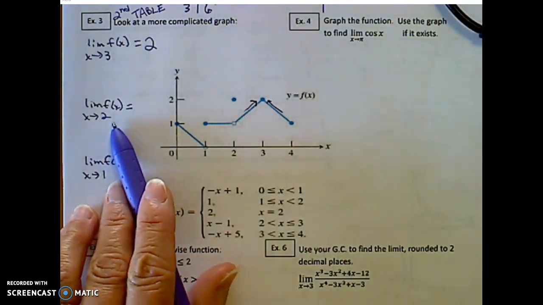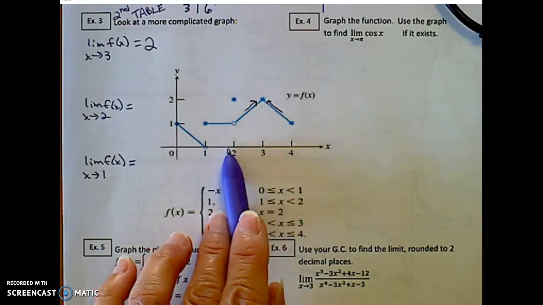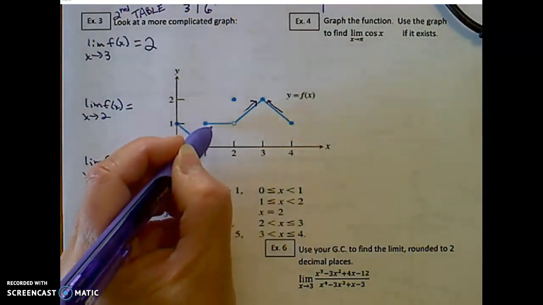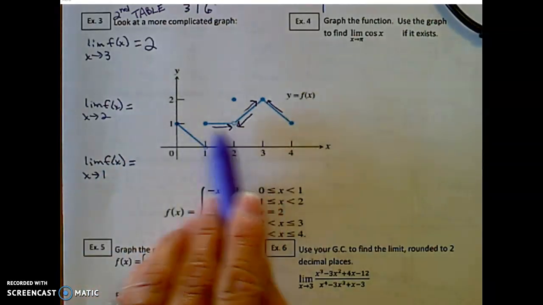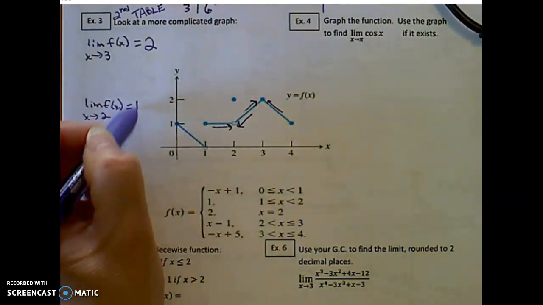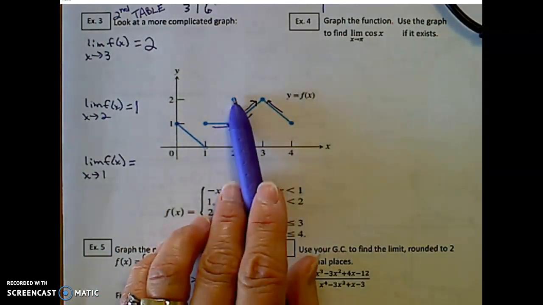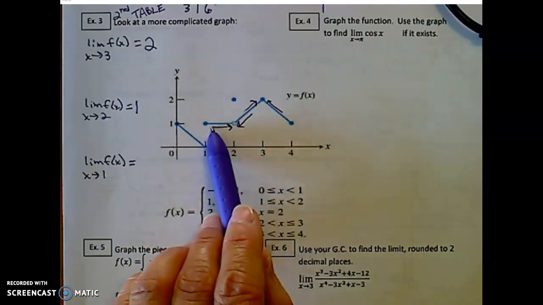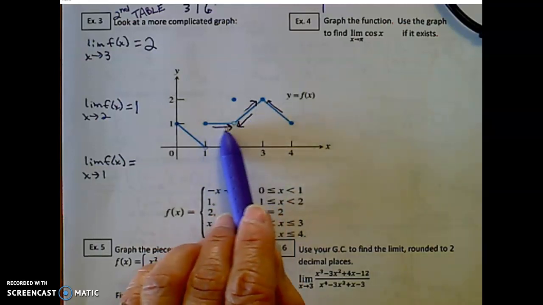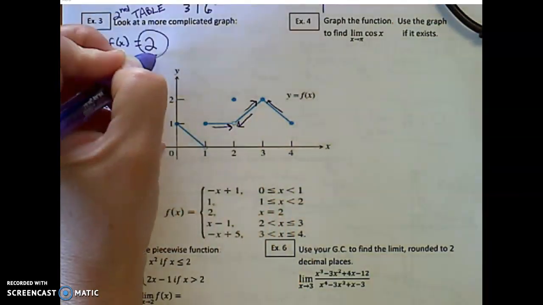Try this one if you want to pause. As x values are approaching 2, my function values, my outputs, are approaching 1. Notice that we have that random point up there at x equals 2. That's okay. I'm not looking at where x is equal to 2. I'm looking at where my x values approach 2. My outputs are approaching 1.